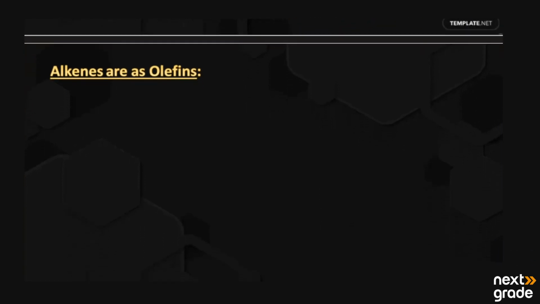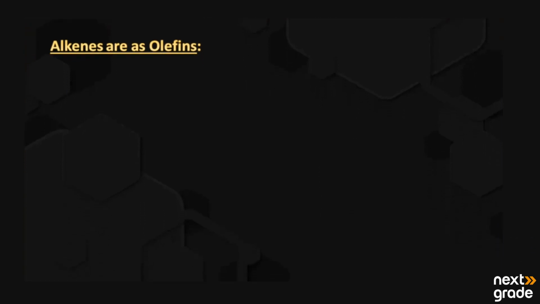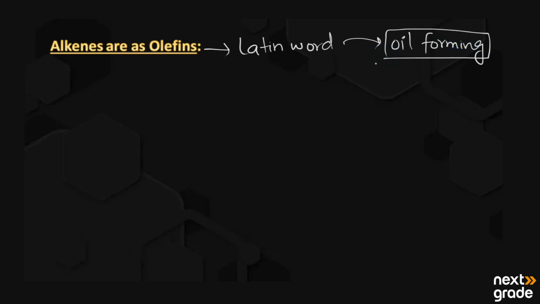Next, alkenes are known as olefins. Now, what does olefin mean? Basically, the word olefin is a Latin word, and the meaning of this is oil forming. Its meaning is oil forming, and the alkenes are known as olefins because olefin is a Latin word and its meaning is oil forming.